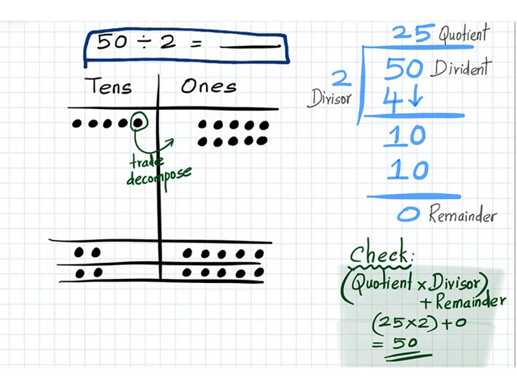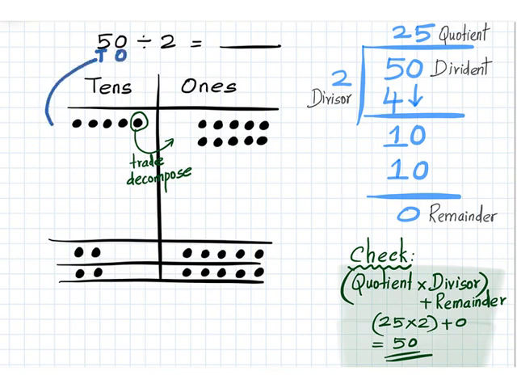So, the number of candies that one person gets is the quotient. Okay? So, let's move on to the place value chart. 50 has 5 tens and 0 ones in it. So we are going to show the tens in the tens column and the ones in the ones column.